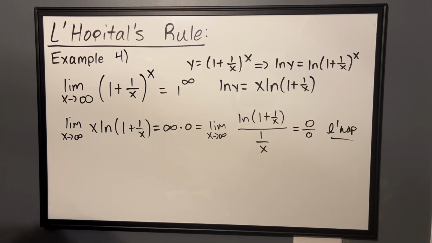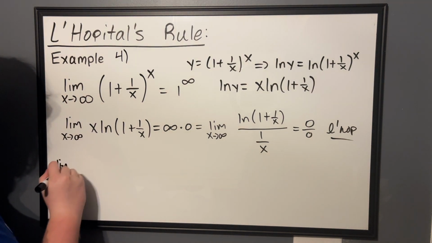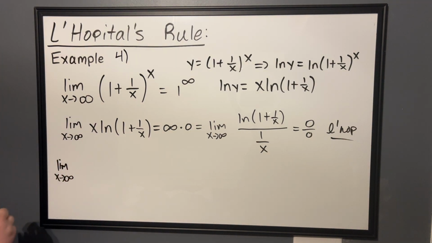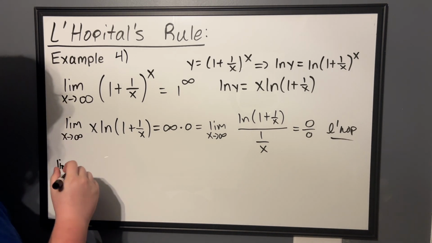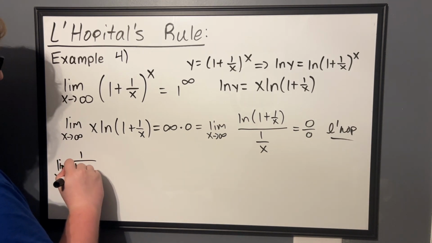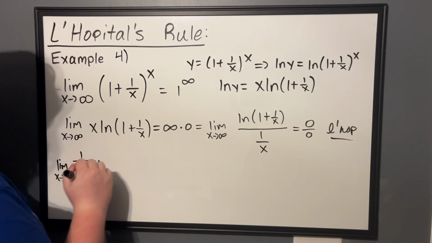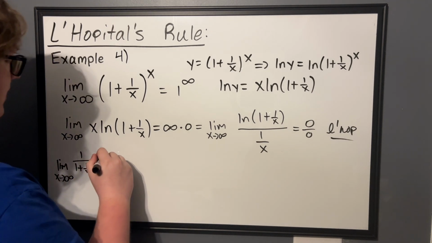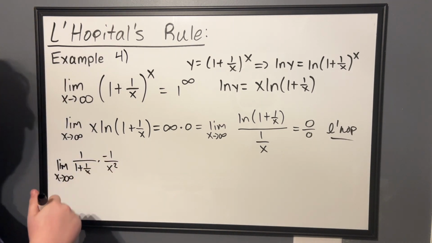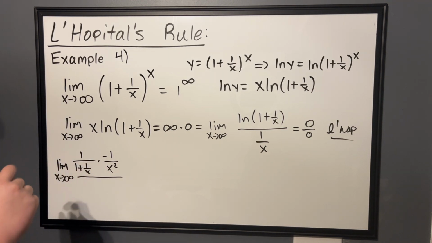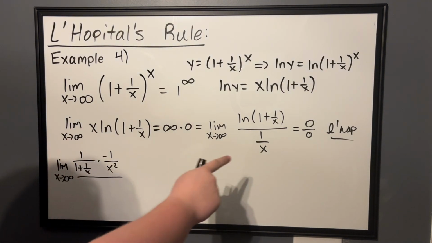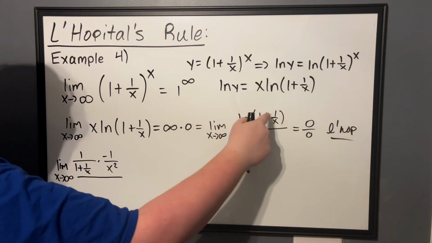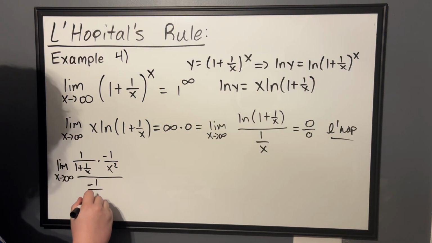That's what we're going to do. So we're going to take the derivative of the numerator and the derivative of the denominator. So we'll have the limit as x goes to infinity. So we have the derivative of the natural log of 1 + 1/x. So that's going to be 1 over (1 + 1/x) multiplied by the derivative of 1 + 1/x, which actually turns out to be minus 1 over x squared. And then we're going to divide by the derivative of 1/x, which just like what we did in here, is going to be a minus 1 over x squared.